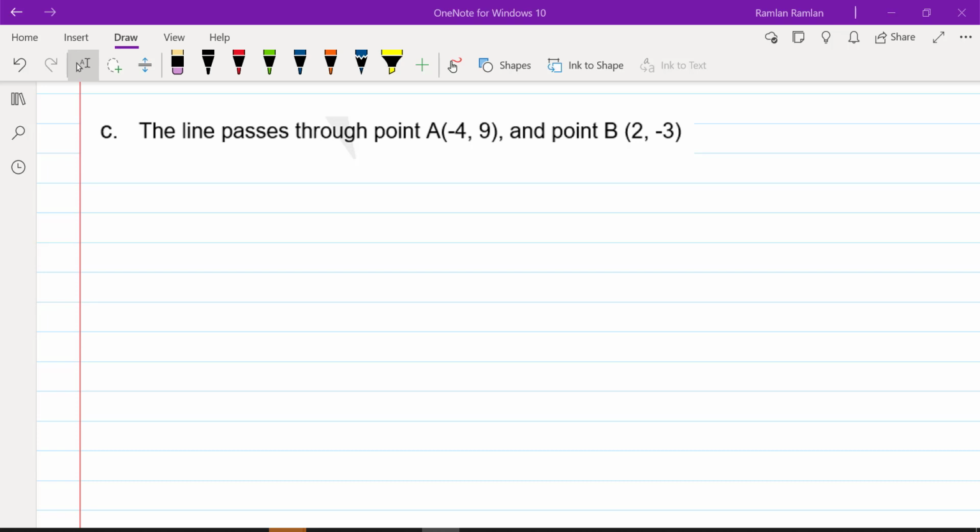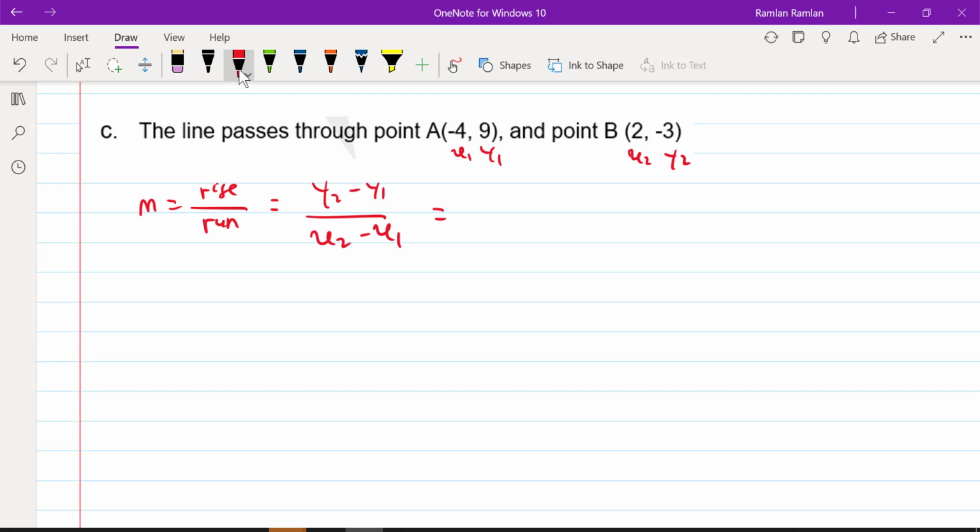Okay, question C is actually the same thing. Just remember that if you want to construct a line equation, the algorithm is that you need a gradient and also one point. In here, we don't have any gradient yet, but we can find a gradient by using the formula m equals rise over run, and that'll be y2 minus y1 over x2 minus x1. If this is x1, this is y1; if this is x2, this is y2. Just plug it into the formula. You will get negative 3 minus 9 over 2 minus negative 4, and you'll get minus 12 over 6, which equals negative 2.